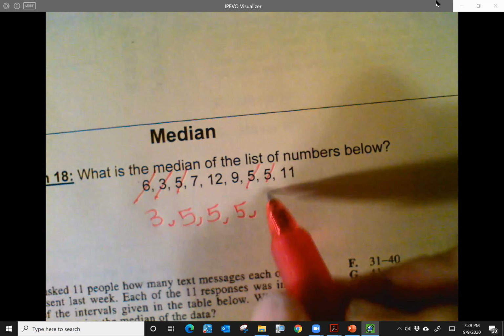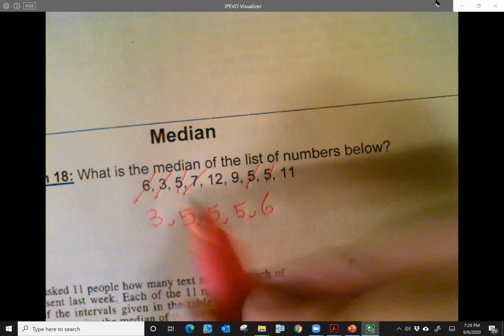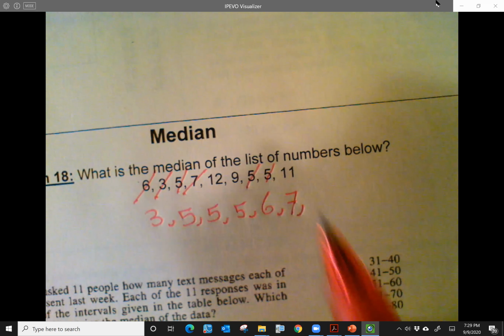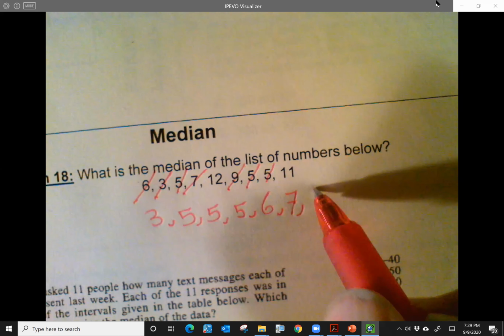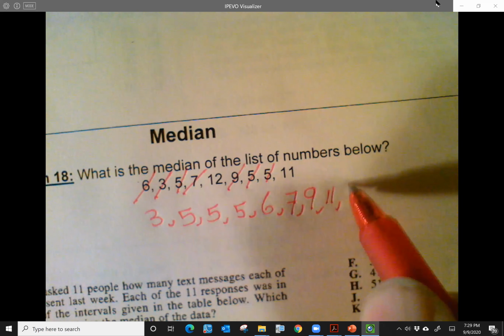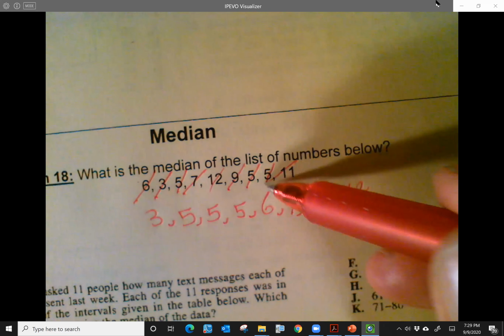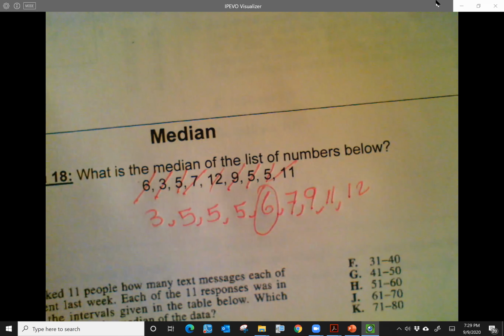6 is the next number. Did it. I did it. Good. Well, let me catch up, okay? Hang on. It's not a contest yet, though it could be. Now, the middle number here is the 6, right? No big deal. And you're like, median, Mr. Flynn, how hard could this be?